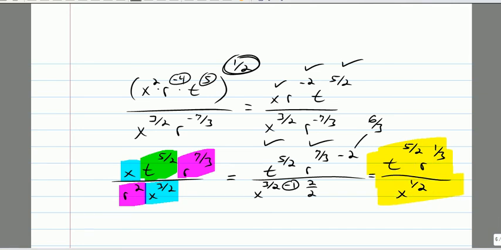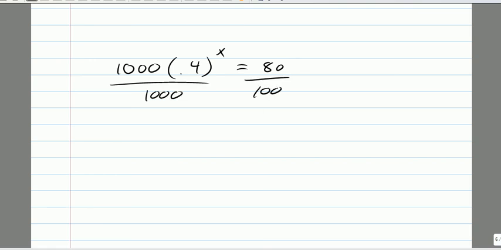Okay, last problem was a problem where we used logarithms to solve. Started out 1,000 times 0.4 to the x equals 80. I'm going to start by dividing both sides by 1,000. Okay, so 0.4 to the x equals 8 over 100.